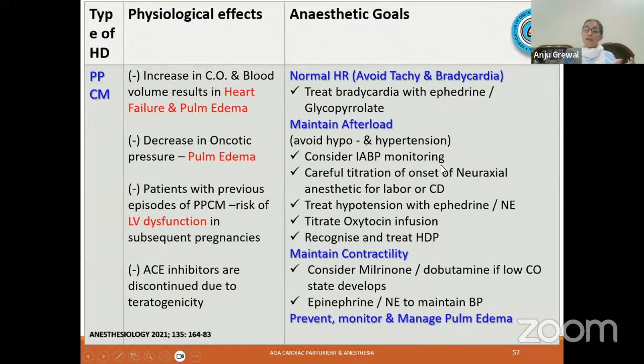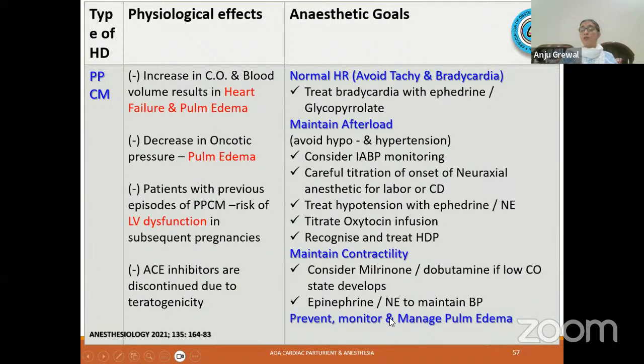You can employ neuraxial anesthesia in milder cases. But remember, if the patient has NYHA 3 and 4, there are no regional anesthesia techniques. She is indeed a candidate for a careful cardiac GA. Okay. You need to treat the hypotension diligently, goes without saying. And of course, titrate your oxytocin infusion, recognize and treat the hypertensive disorders of pregnancy. And if we need to maintain contractility, dobutamine or milrinone can be used. What you need to remember is that milrinone's bolus doses need to be avoided, as they can cause a sudden drop in the afterload as well.